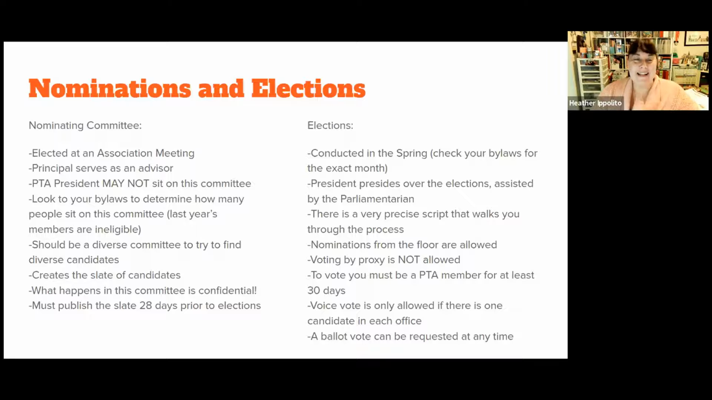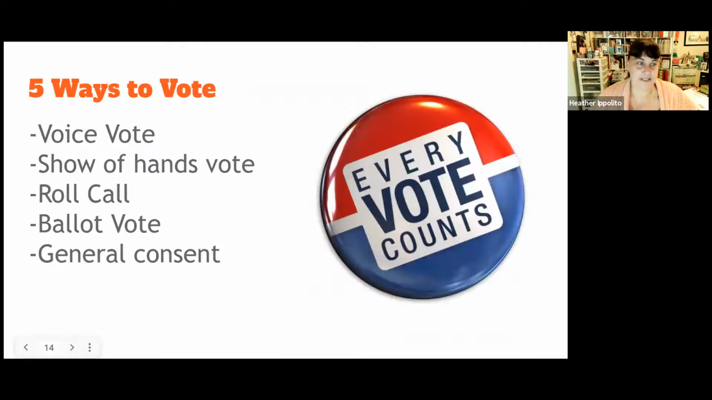In order to vote, as Leslie said, you have to be a PTA member for 30 days. So you need to have that membership list handy to know who's been a member for 30 days and who hasn't. Voice vote is only allowed if there's only one candidate per office. So if we are going to have 2 people, we must have a ballot. But it's important to remember that people could call for a ballot vote at any time. So you need to make sure that you are prepared, either with those paper ballots or those digital ballots, to have a ballot vote at your elections.